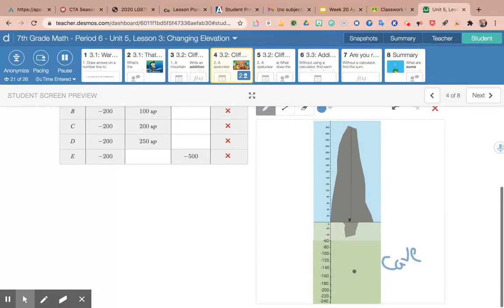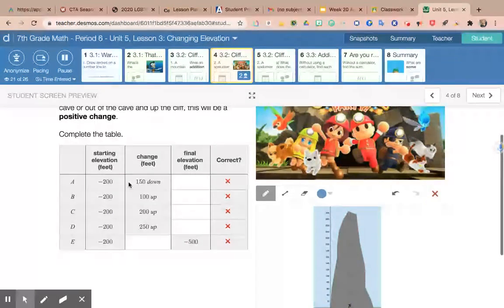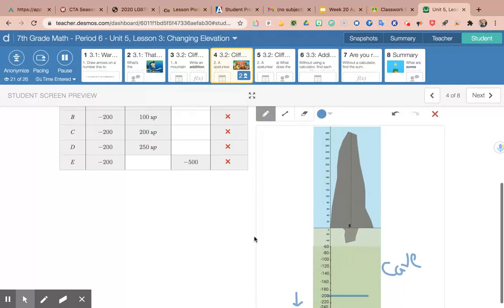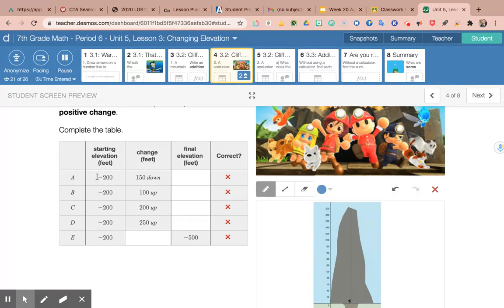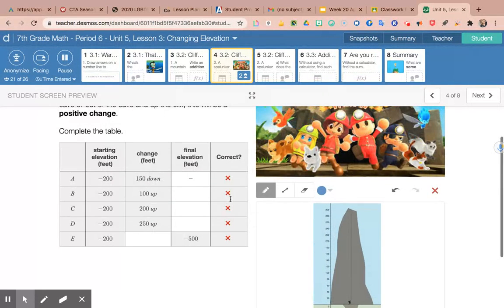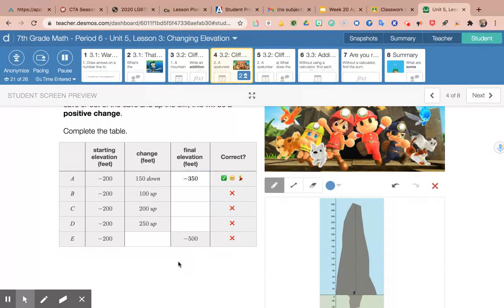Starting elevation, this time we're starting at negative 200. So I'm down here at negative 200. I'm in the cave. If I go down further into the cave, if I go 150 more down, I'm going to be further in the cave. So this negative number should be bigger than 200. So it should be negative, and it should be bigger than 200. So I'm at 200 in the cave. I'm going down 150. So I'm further in the cave. So that would be 350. So 200 going down 150 would be at 350 in the cave.